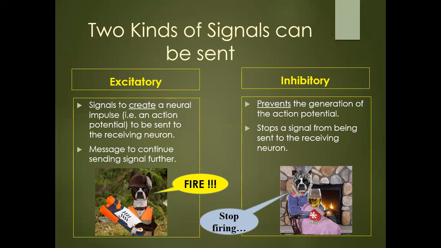Okay, so let's deal with the excitatory signal first. An excitatory signal is created, a neural impulse is created. And again, we'll eventually be calling this that it's technically being sent.